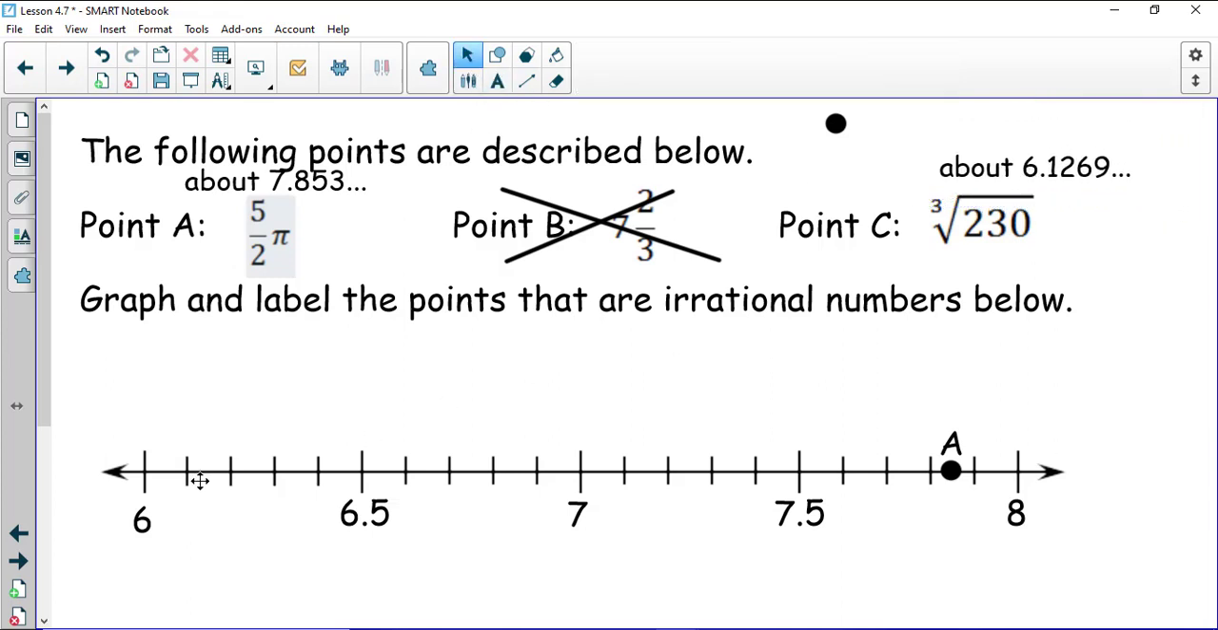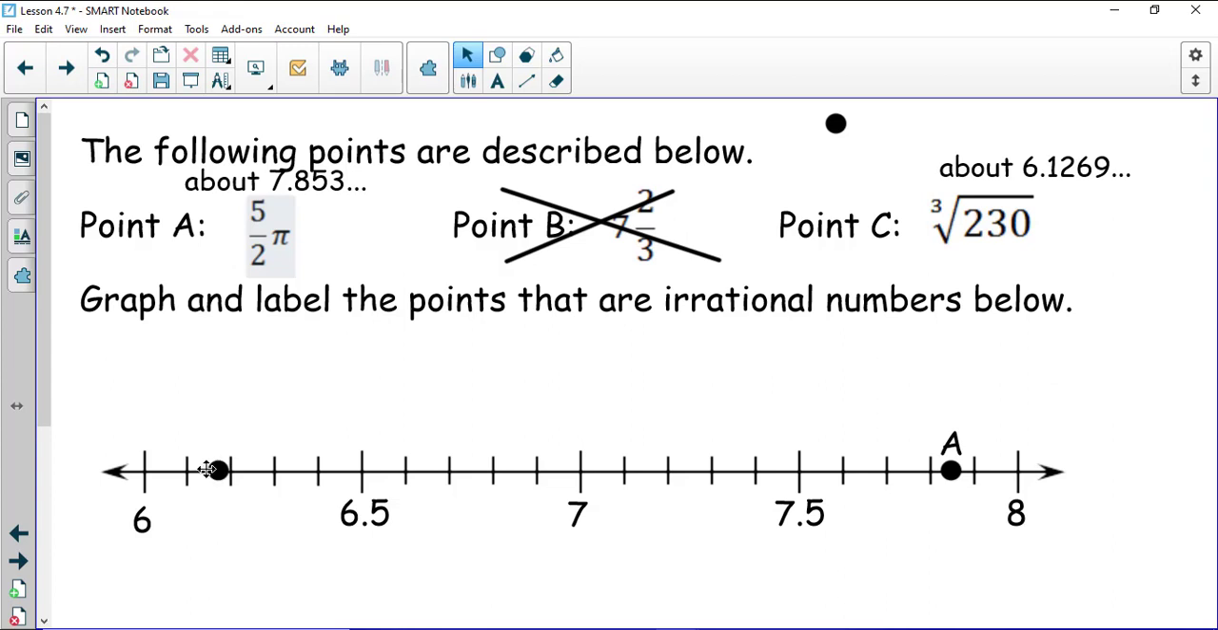So let's identify where that is. Well, 6 is all the way on the left here. 6.1, 6.2, so it's going to be between 6.1 and 6.2, but closer to 6.1. So again, we want to be precise. If I have that point over here, that's a problem. That's less than 6.1. If I've got it way up here, really close to 6.2, that's a problem too, because it should be closer to 6.1.